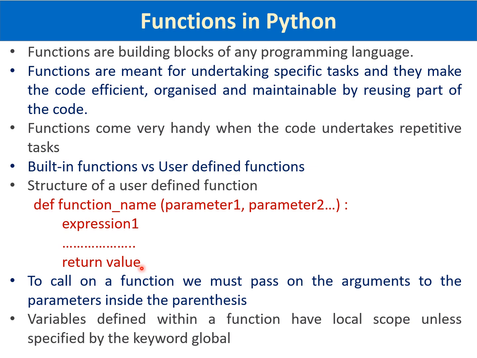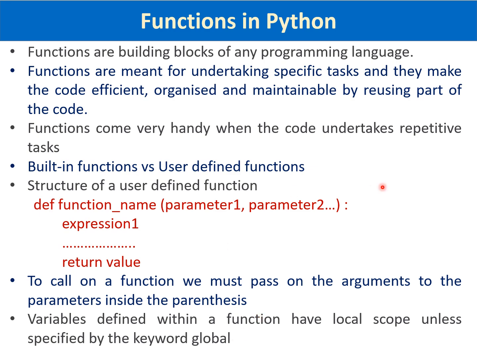When the list methods were altering the list in place, and we assigned them to the same list, we got a None. So functions can return a None also. Then to call a function, we must pass arguments to the parameters inside the parenthesis. These parameters are actually placeholders, and when you pass a value to the parameters, they are known as arguments.